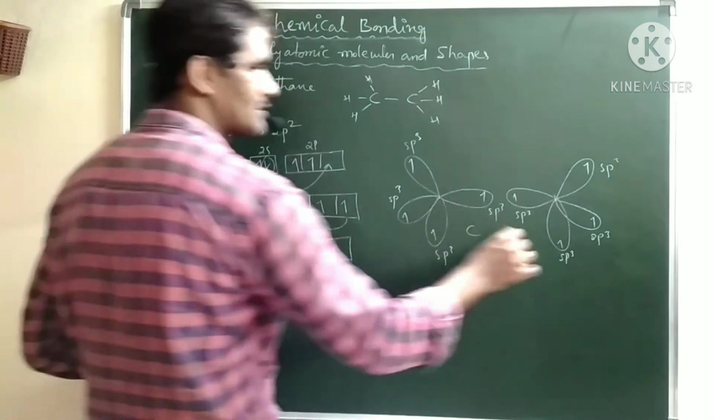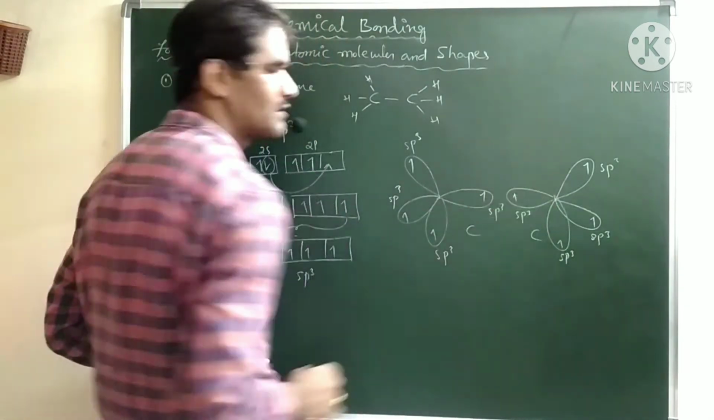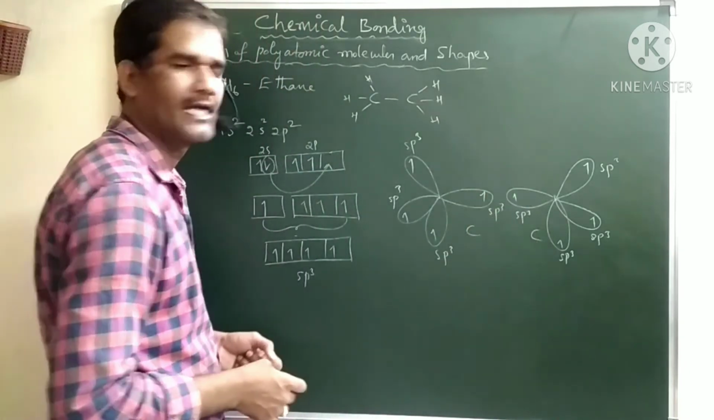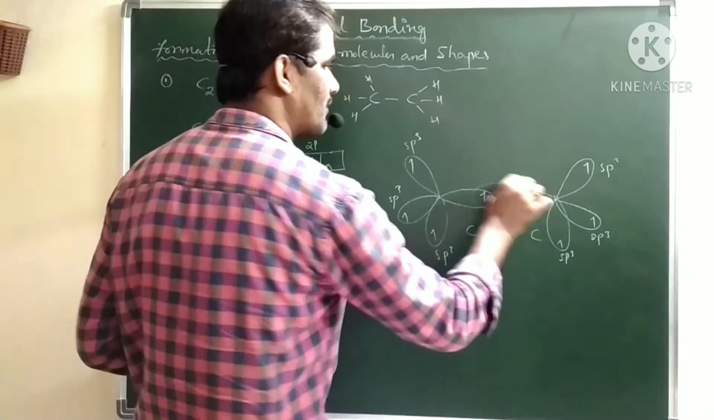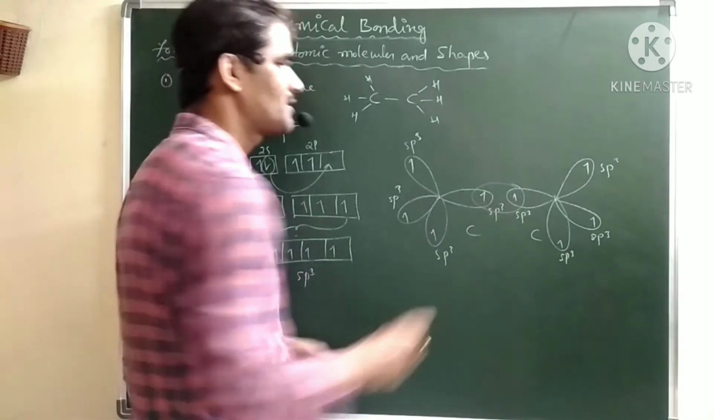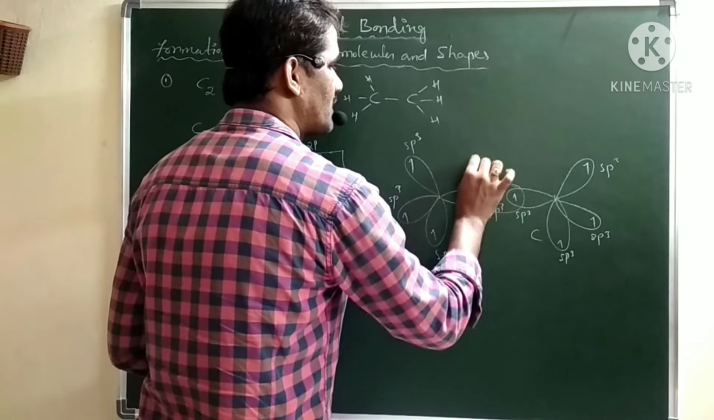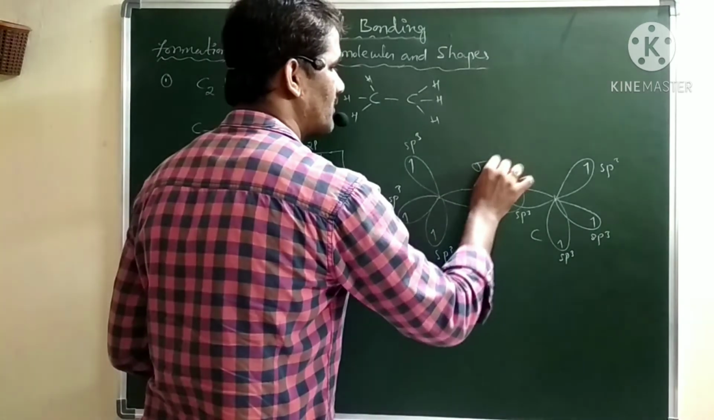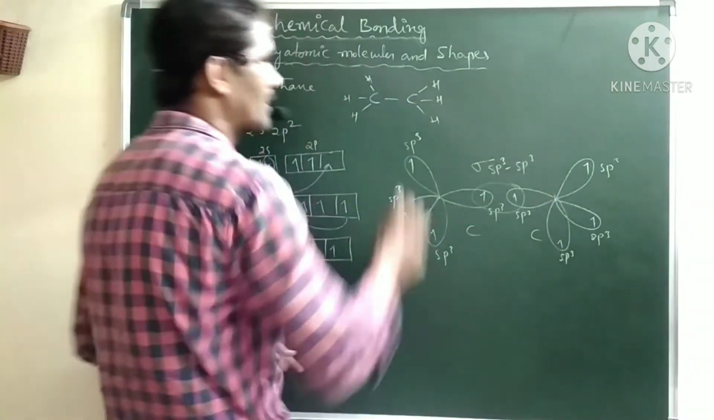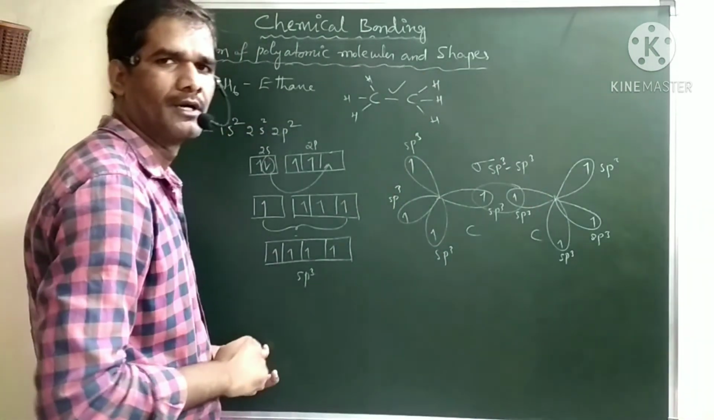Now first this carbon and this carbon, these 2 carbons undergo overlapping. Due to sp3 overlapping, they will form 1 sigma bond. These 2 unpaired electrons will overlap each other, and the sp3 overlap will lead to the formation of a sigma bond. So here we will get 1 sigma bond.